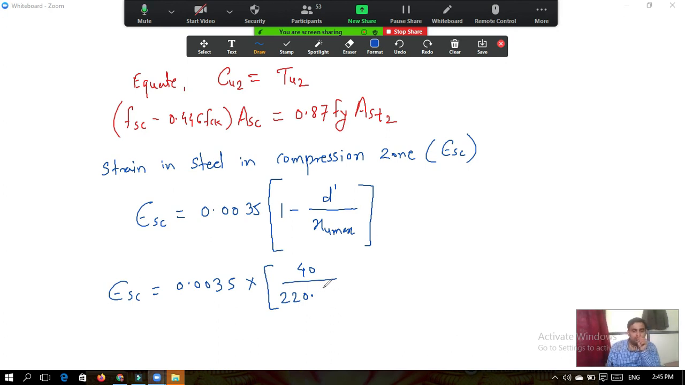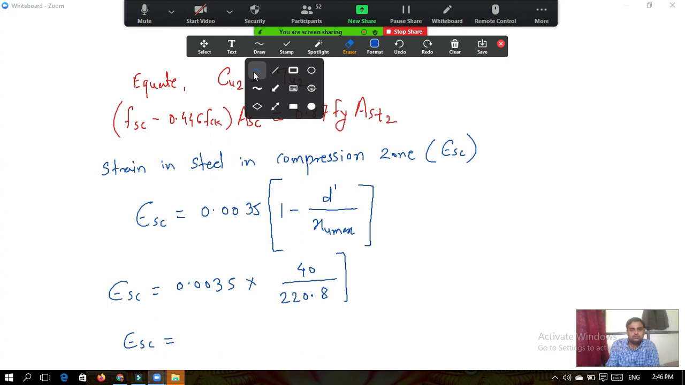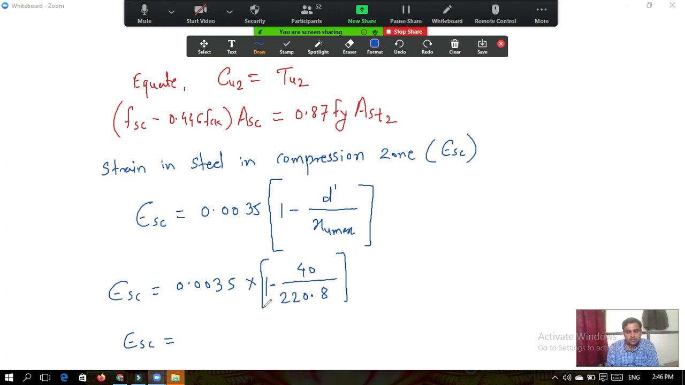What is the value of XU max? 220.8 is the correct answer. Yes or no? Yes. So what is the strain then? You solve this and calculate the value of strain. Sir, 1 minus d dash by XU max. Correct. So I have forgotten to write 1 minus. Here 1 minus. Now you solve this and let me know the answer.